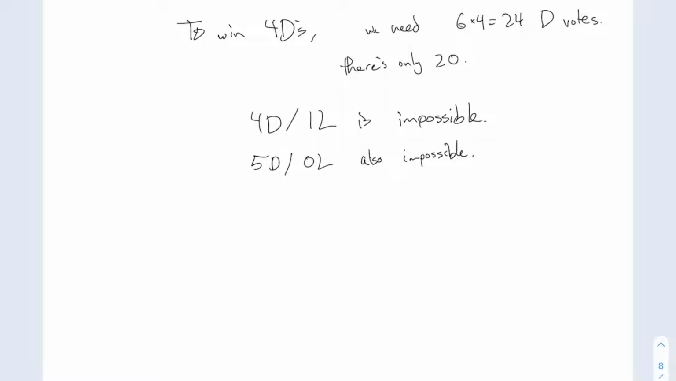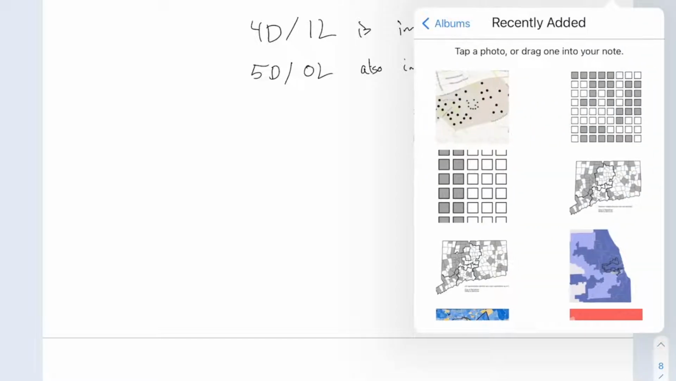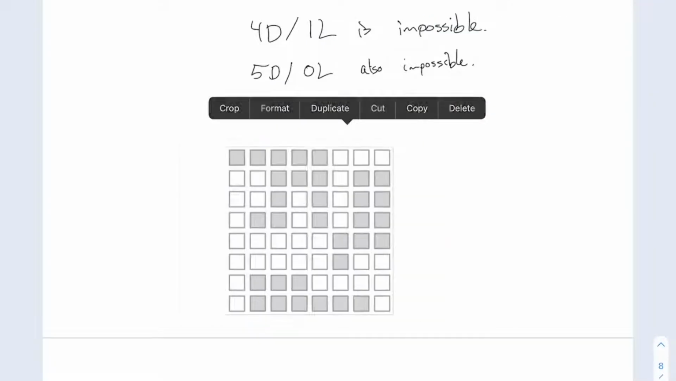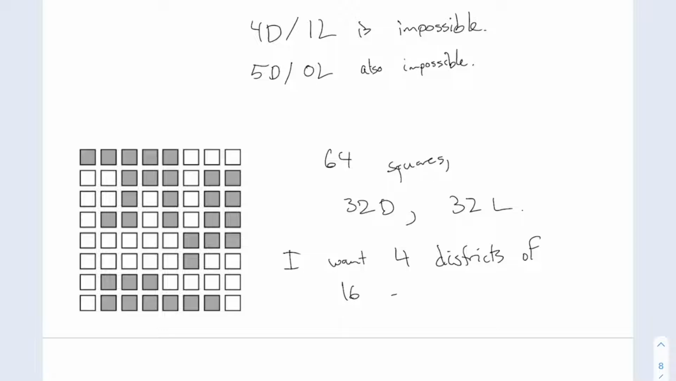Okay, this time we have here, if you count them up, you will figure it out, but I'm going to tell you. Turn your paper so that it's facing that way. It's not possible to tell if it's upside down or not. But here we have 64 squares, and there's an equal number: 32 of them are dark, 32 of them are light, and I want four districts of 16 each. All right.